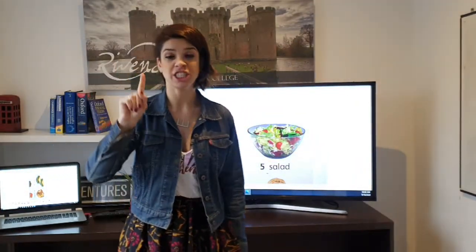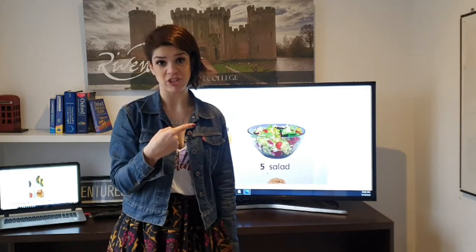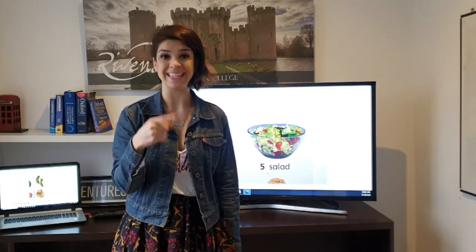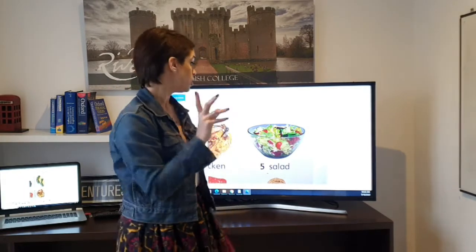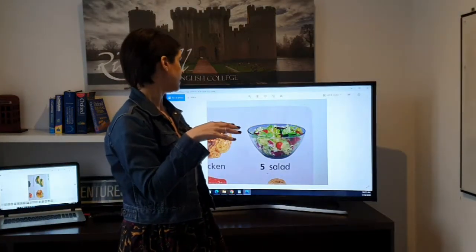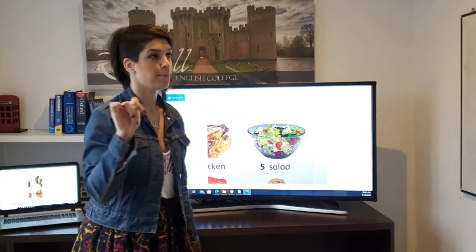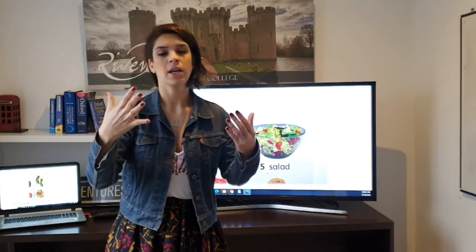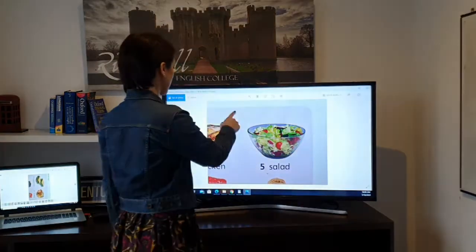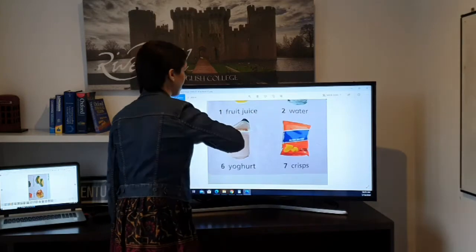We got salad. It's a vegetable salad. Can you repeat that, please? Salad. So, in a salad we can put tomatoes, lettuce, beetroot, carrots, a lot of things. Cheese maybe if you like it. Okay? Salad. Then we have yogurt.